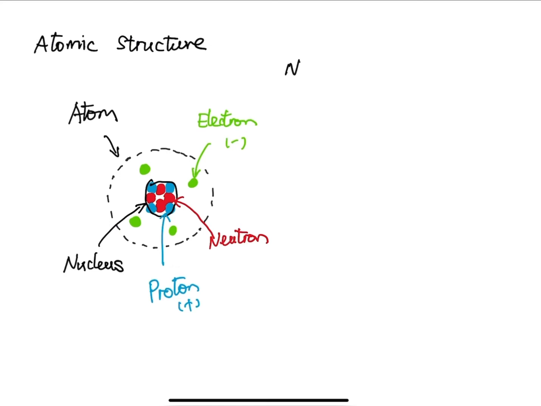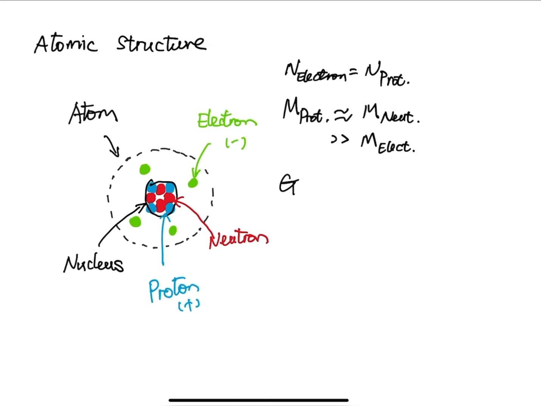So the number of electrons is equal to the number of protons. Protons and neutrons have approximately the same mass, which is significantly larger than the mass of an electron. But the number of protons and neutrons can be different.